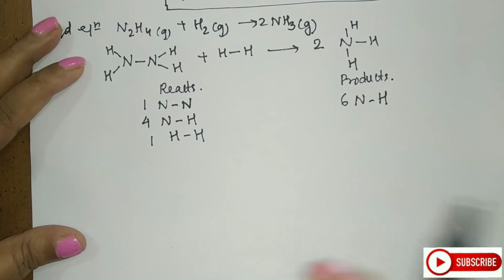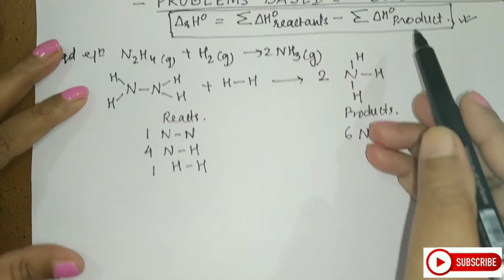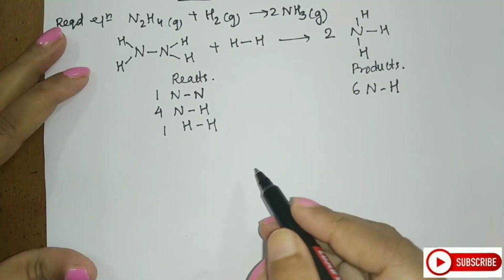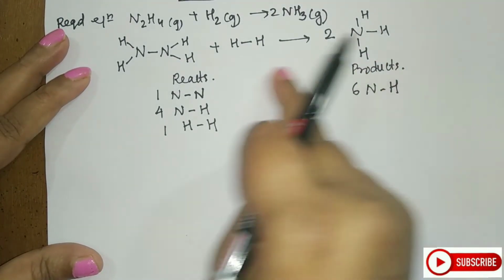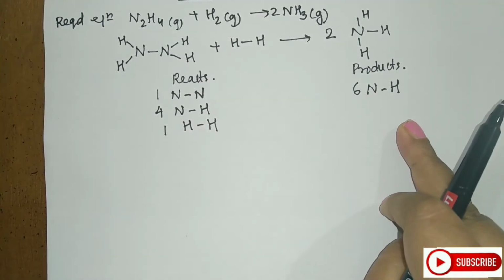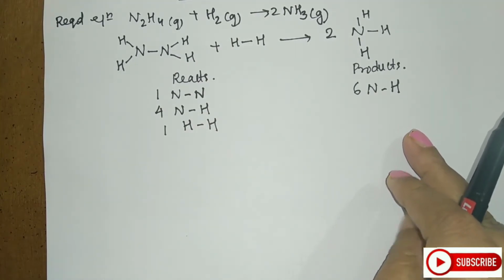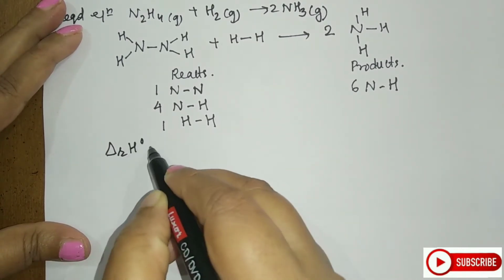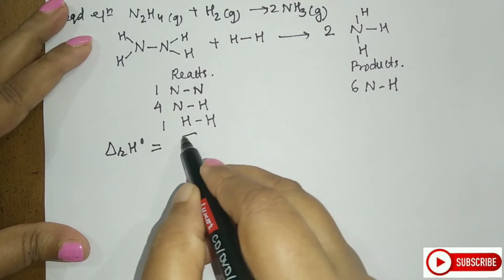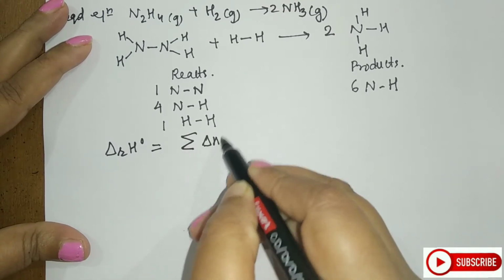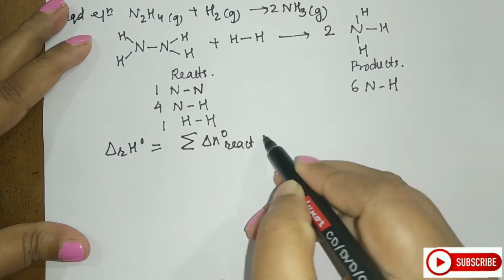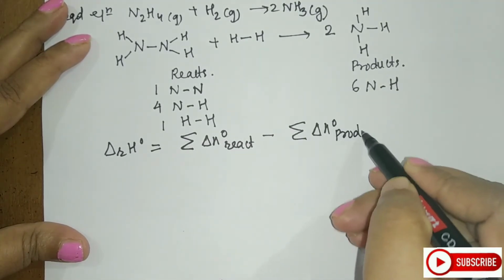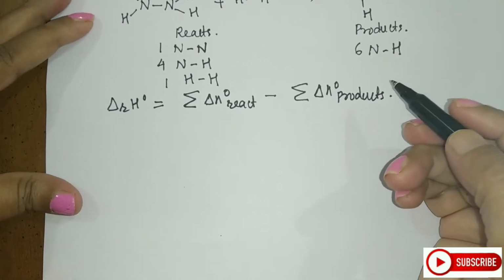Now after doing this, you have to write the formula that you are going to use. So this is the formula. Your next step will be, by seeing the reactant and product bonds, you will create the formula. So let us write this now. The formula you are using here is equal to the summation of the standard enthalpies of the reactants minus the summation of standard enthalpies of products. Now let us substitute in this equation.